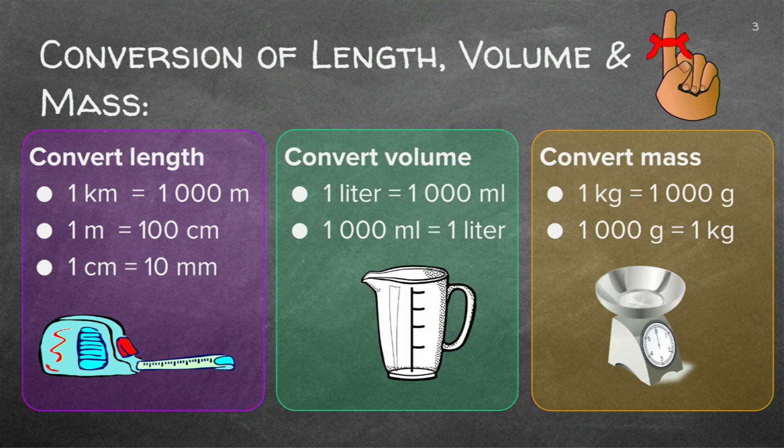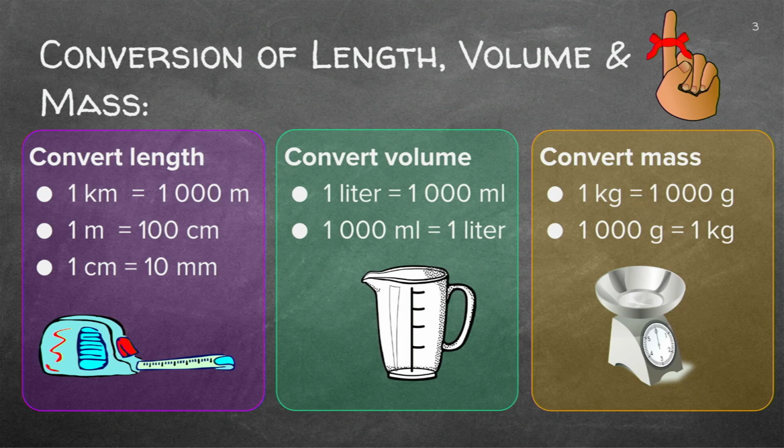Here you will see for length, 1 kilometer equals 1,000 meters. That means if I'm running 3 kilometers, you will be running 3,000 meters. 1 meter equals 100 centimeters. So you've got 5 meters. How many centimeters will that be? Yes, 500 centimeters.